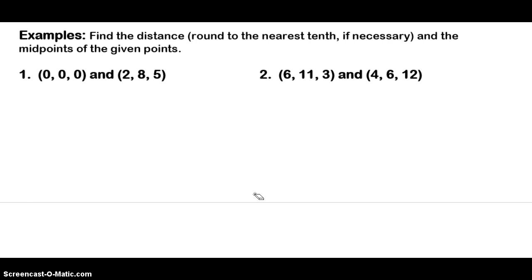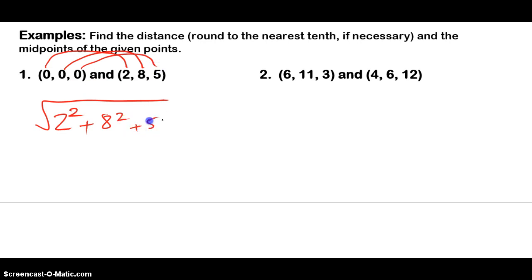So with this problem up here, we're going to do something really, really similar, except there's an extra dimension. There's an x, y, and a z. So I'm going to say, okay, well, it's going to be the square root of, how far is it from 0 to 2? That's 2 squared. How far is it from 0 to 8? That's 8 squared. And then 0 to 5. That's 5 squared. So that is square root of 4 plus 64 plus 25. And I'll let you finish that one.